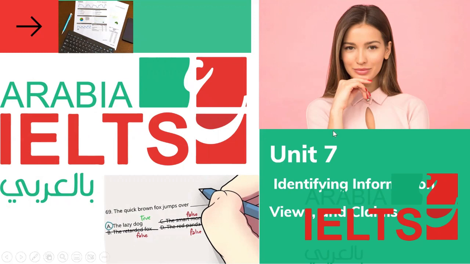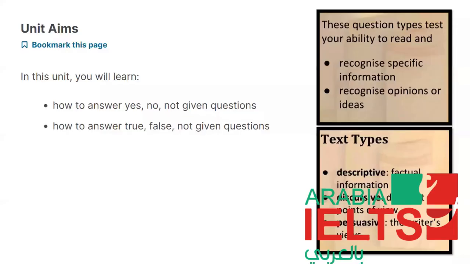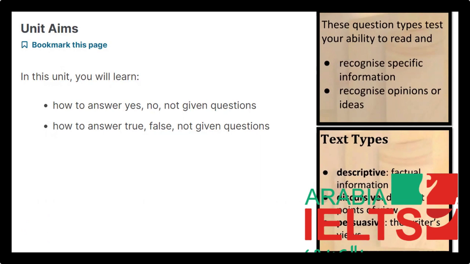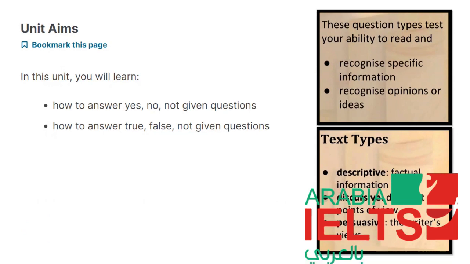Look at the two types of identifying information used in reading tasks in IELTS. The first one we will discuss is the yes, no, not given questions, and then we will take a look at your true, false, not given questions. So we will discuss the approach of the question, the format, the solving strategy, the common mistakes, and we will do a skill practice so you can identify the right answer in the exam.